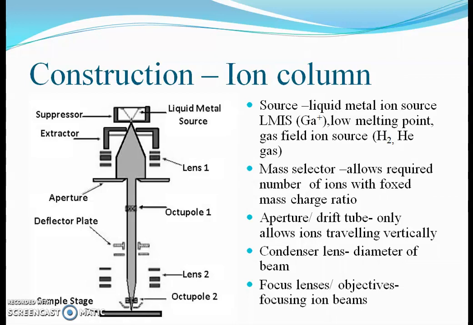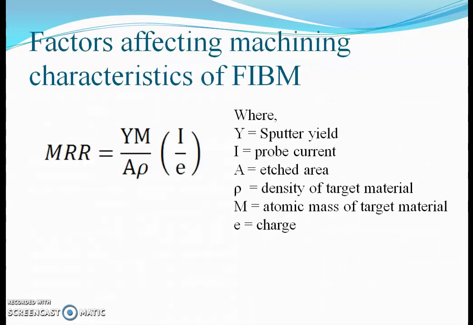So then the focusing lens is placed in between, and it will focus those ions to the particular position of the substrate or workpiece. And when these gallium ions hit the workpiece surface, then sputtering of a small material you can identify, and material is removed in the form of small particles.